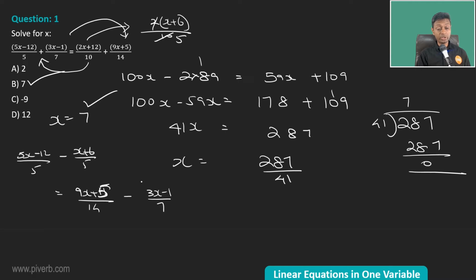LCM of these two is 14. This is just automatically 5. Then cross multiplying and simplifying is far easier. The denominators here are 5 and 7, here are 10 and 14. We can take the 5 and 10 together, 7 and 14 together, manipulate slightly differently. You'll obviously get the same answer.